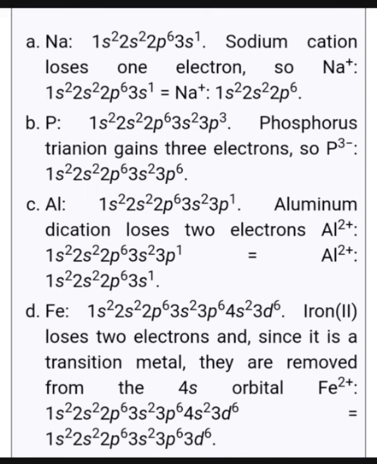But for phosphorus, the electronic configuration is 1s2, 2s2, 2p6, 3s2, and 3p3, which gives us a total of 15 electrons. But for it to form an ion, it's going to gain 3 electrons to obtain its octet state, or to have 8 electrons in the atomic shell. You need to gain 3 electrons. So if you gain 3 electrons, then we're going to have P3 minus.